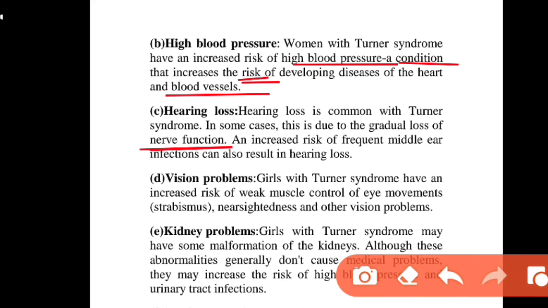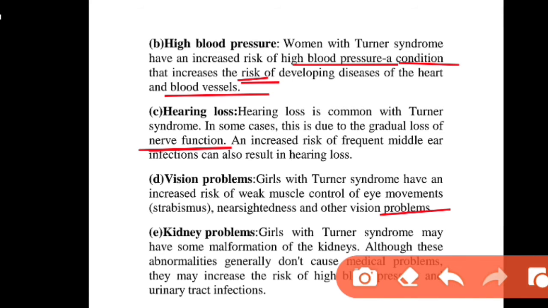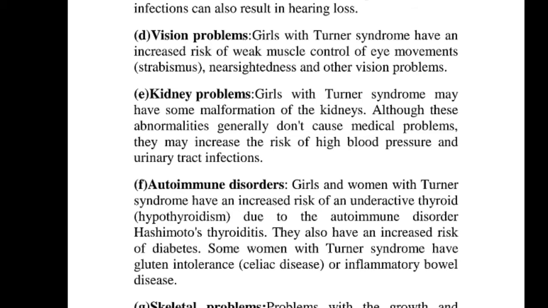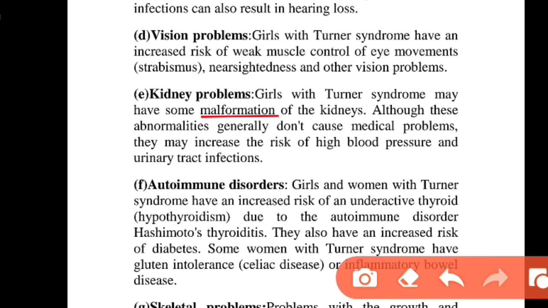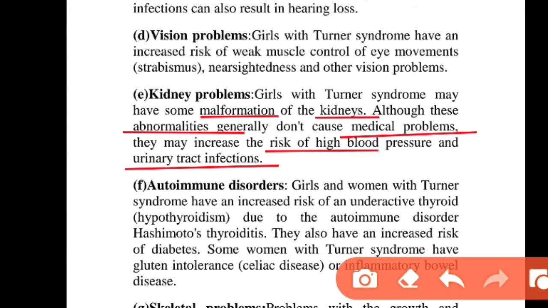Girls with Turner syndrome have an increased risk of weak muscle control of eye movement, that is strabismus, and nearsightedness and other vision problems from their childhood. Next is kidney problems. Girls with Turner syndrome may have some malformation of the kidneys. Although these abnormalities generally don't cause medical problems, they may increase the risk of high blood pressure and urinary tract infection, that is UTI.